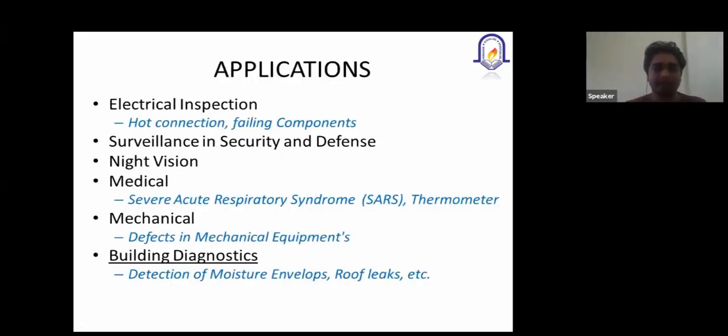Next is the application. First is the electrical inspection, like inspecting hot connections and failing components. The drawback of any electrical component is what? An increase of temperature. If the temperature increases and crosses the threshold value, the component will ultimately fail. If we detect the issue prior to crossing the threshold, we can save the component as well as the equipment. So how?